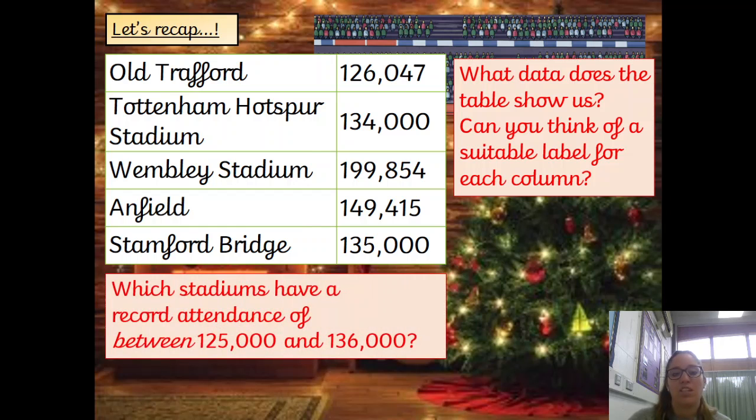Okay, so which stadiums have a record attendance of between 125,000 and 136,000? Have a look closely. This is where your place value comes in. Have a real good look, see if you can find which stadium. So you might need more than one answer for this one.